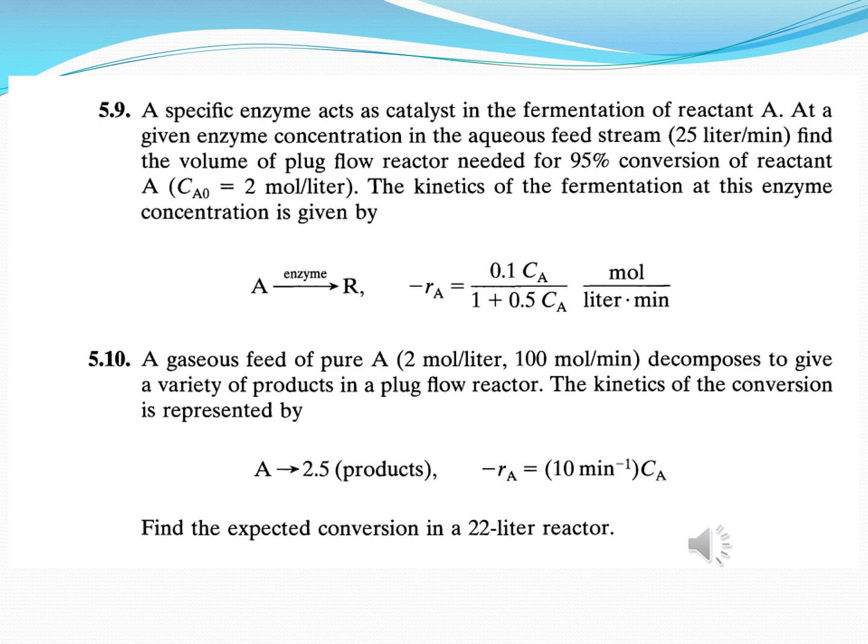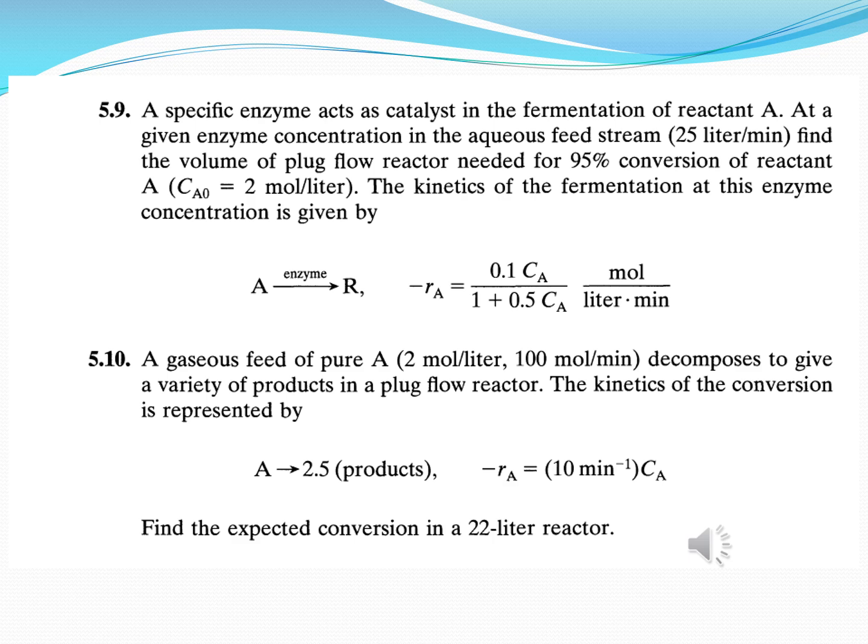Problem 5.9 and problem 5.10. First of all, you read the statement very carefully. Problem 5.9: a specific enzyme acts as a catalyst in the fermentation of a reactant A at a given enzyme concentration in the aqueous feed stream. Find the volume of plug flow reactor. You know that in all the problems we have either a batch reactor, mixed flow reactor, or plug flow reactor. So here again we have a plug flow reactor.